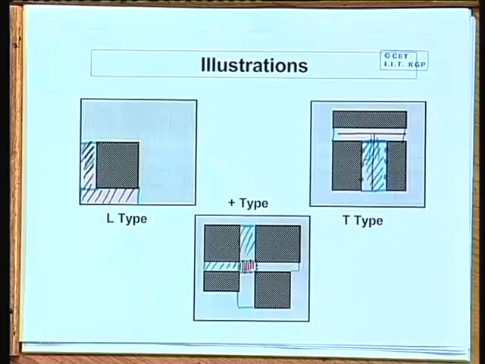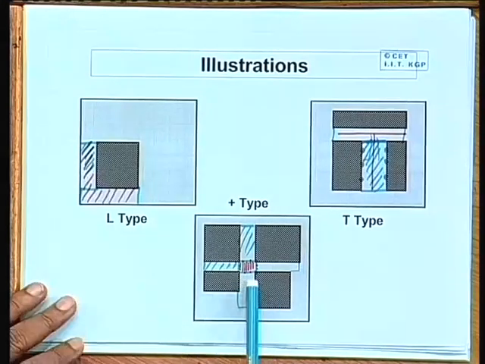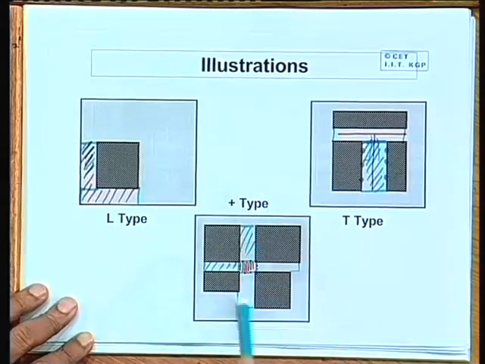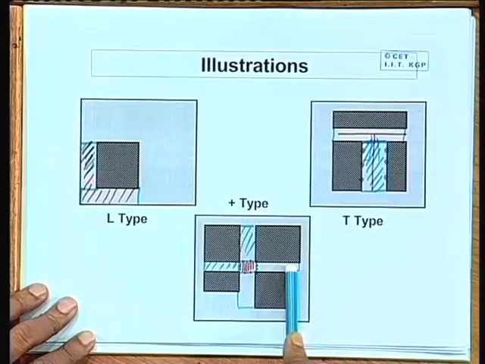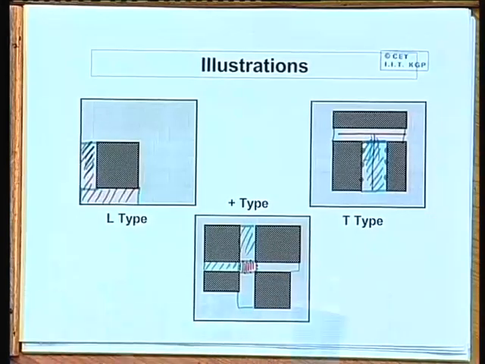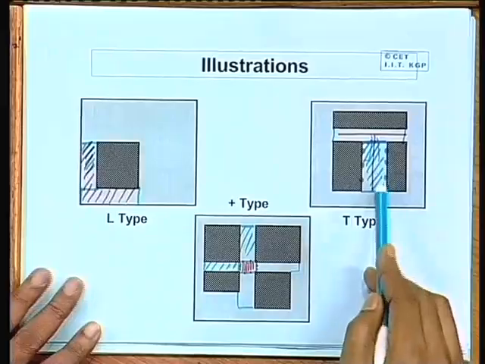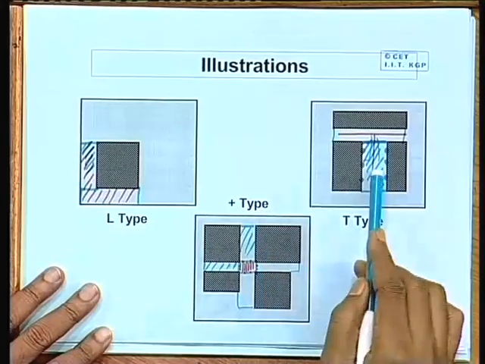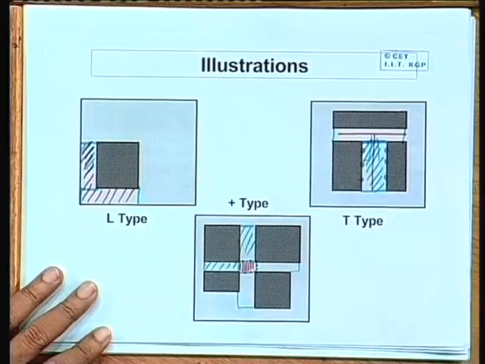So, a heuristic says that during placement you place the blocks in such a way that this kind of plus type junction is avoided. Okay. So, you better move the blocks around so that you get T type junctions. That is fine. Convert plus type into T types wherever possible.